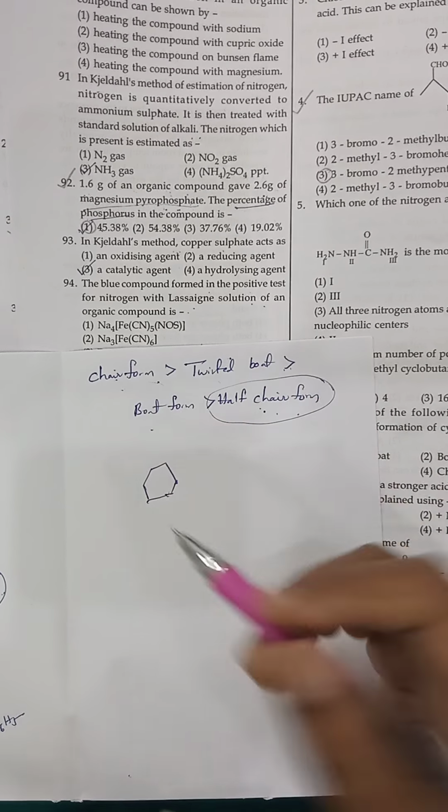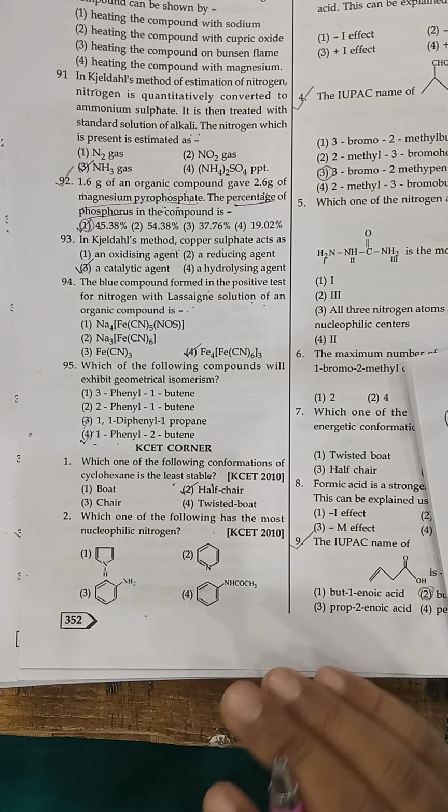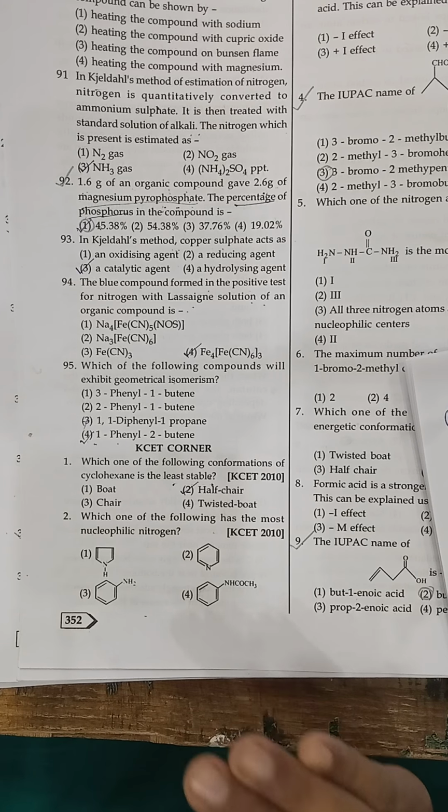Okay, now see which one of the following has the most nucleophilic nitrogen. Okay, that we want to find out. So nucleophilic means having the property to donate a lone pair of electrons freely. Whatever group has the property to donate a lone pair of electrons very easily, that is said to be more nucleophilic nitrogen.